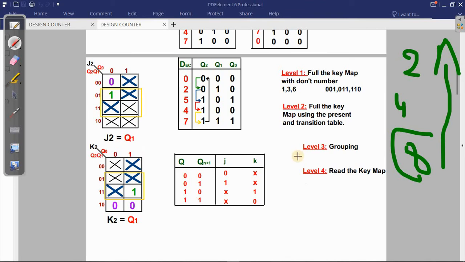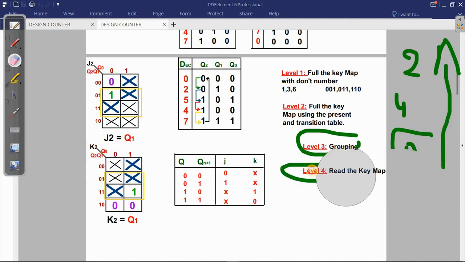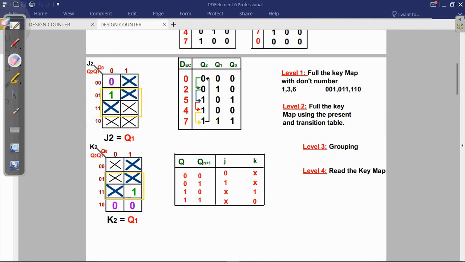The part that is left now is level 4, reading the K map. How are we going to read the K map? We must read the K map now. So what happened now? This is our group. I'm going to represent it, you must first read.